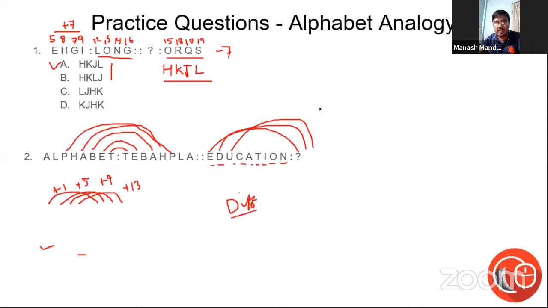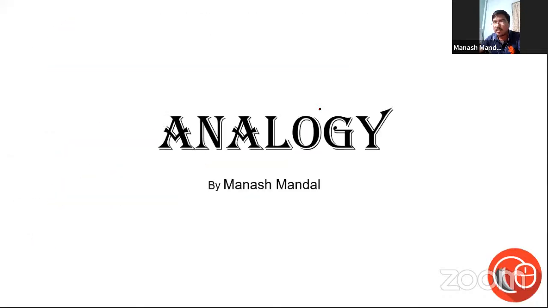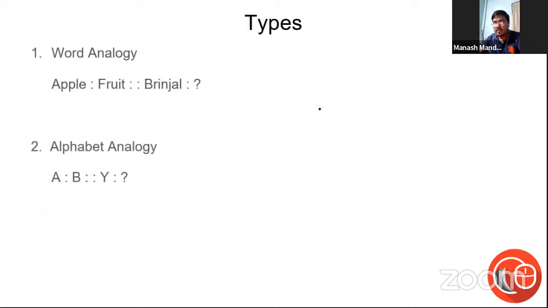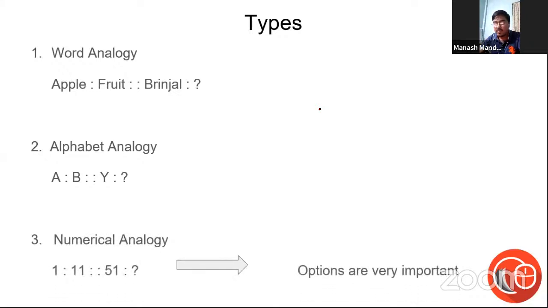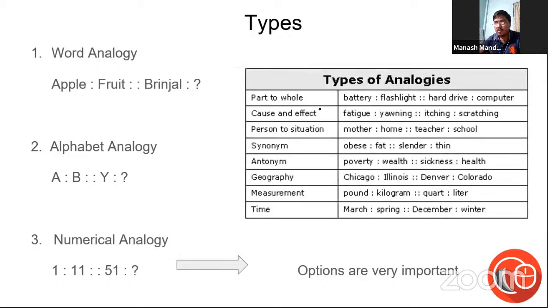We have 3 minutes. It's 5:27. Let us revise today's class. In the starting, we understood the three types of analogy: word analogy, alphabet analogy, and numerical analogy. We understood why options are very important in numerical analogy, that is, the logic you use in the question will be based on the options. We also understood what kind of analogy may be given in an exam.